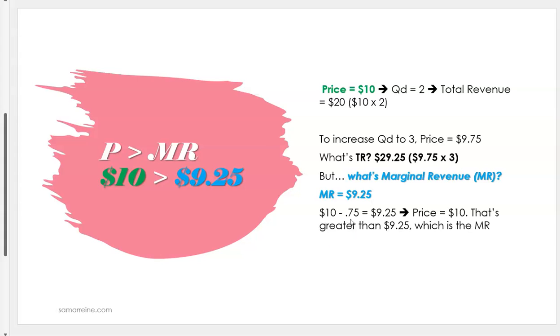So now you have the price of 10 minus the revenue lost of 75 cents. That gives us a marginal revenue gained. So this is marginal revenue lost, I know it's kind of weird to say it that way, but it is, of 75 cents. This is the marginal revenue gained of $9.25. That means that the price is 10, but the marginal revenue is 9.25.